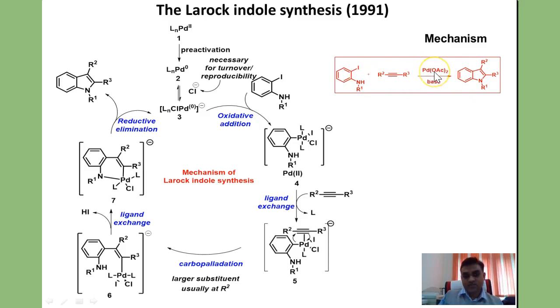In this case, palladium 2 is the catalyst here. Palladium 2 species is involved here. So palladium 2 undergoes a pre-activation process by using some bases or some ligands like triphenylphosphine, and we get here a palladium 0 species. Palladium 0 species contains 14 electrons in the outermost shell. It's coordinatively unsaturated, and this palladium 0 species can react with the chloride. Sometimes lithium chloride is added in the reaction, and it is necessary for reproducibility as well as for high yield of the reaction.